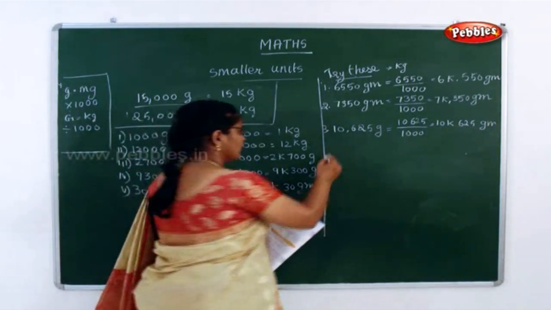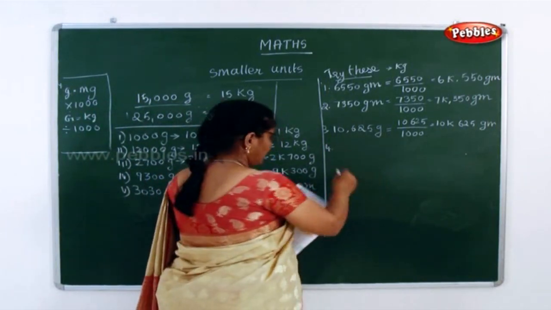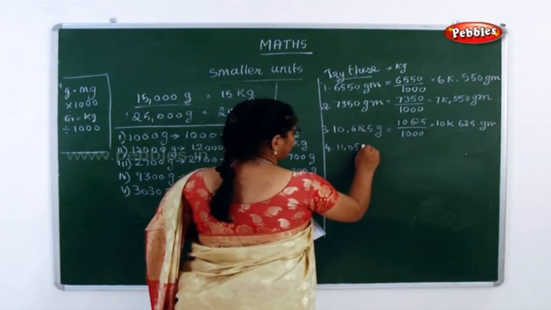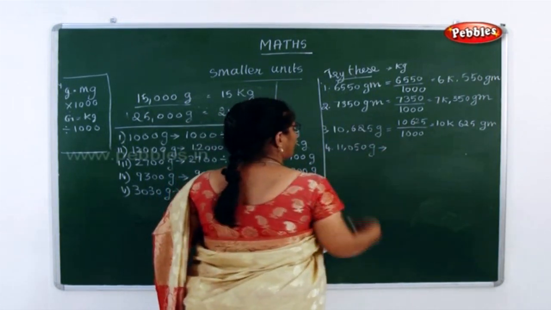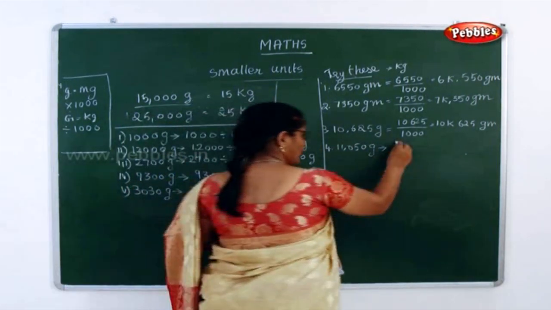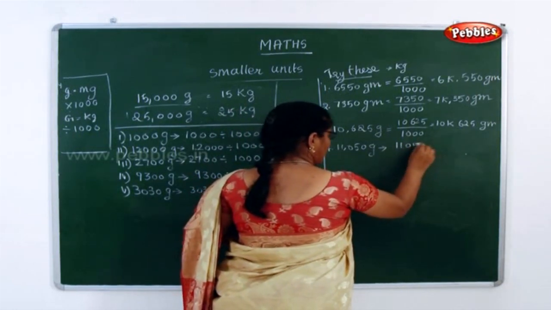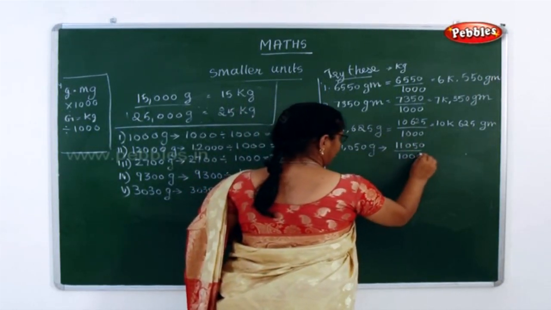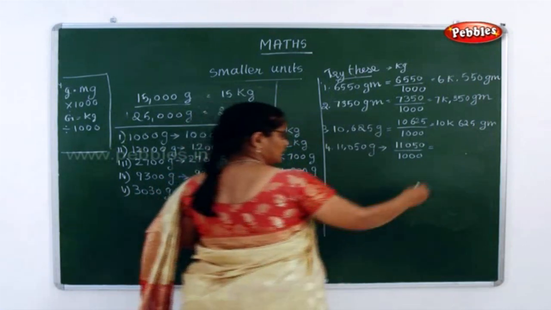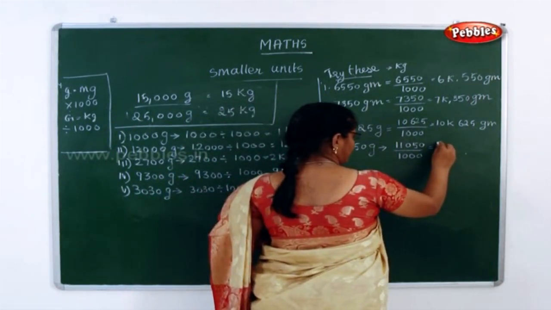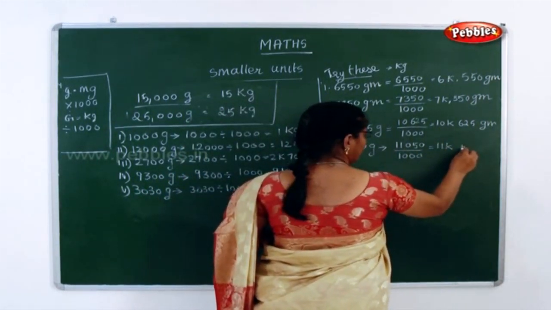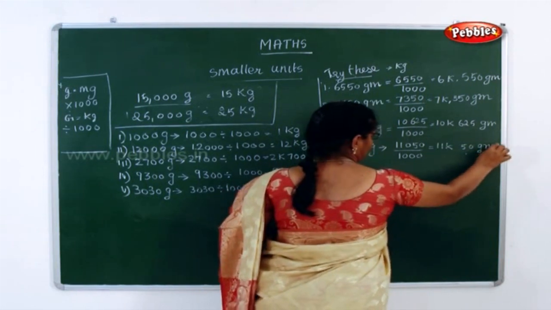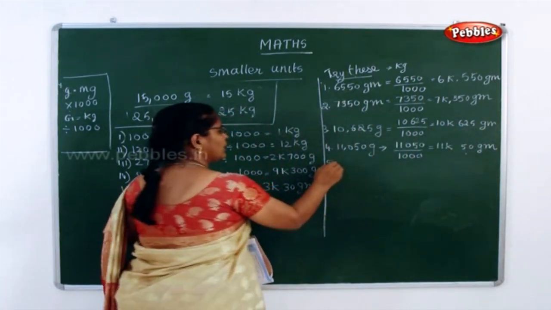Now next one, the fourth one, 11,050 grams. Now how will you do this? Same way, 11,050 divided by 1000. So what is the answer you get? It is 11 kilos and 50 grams.